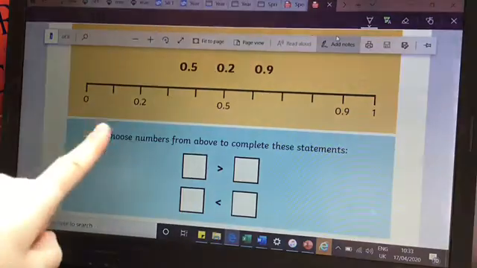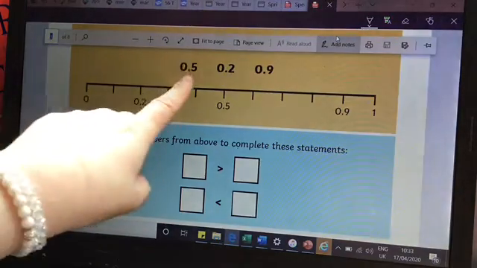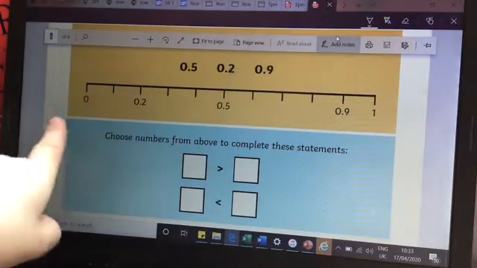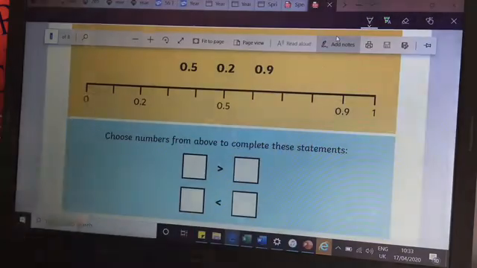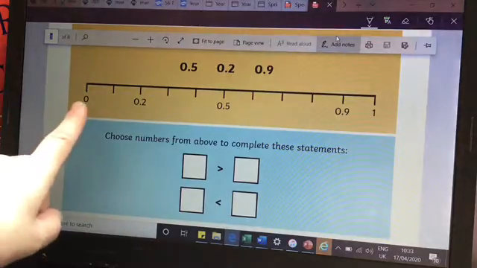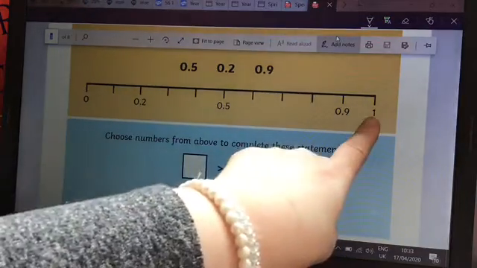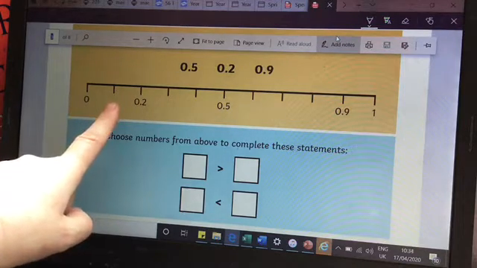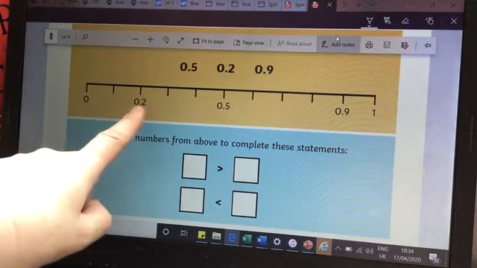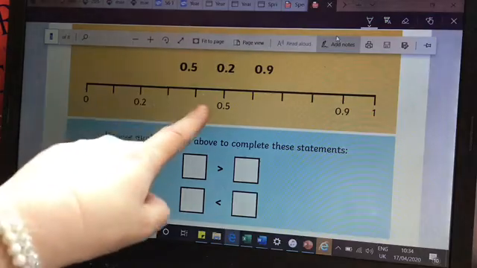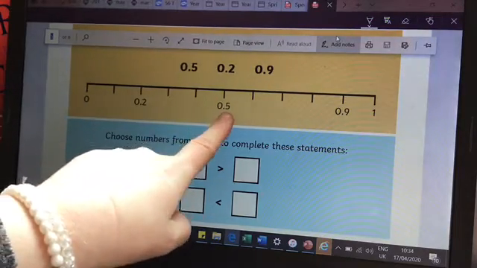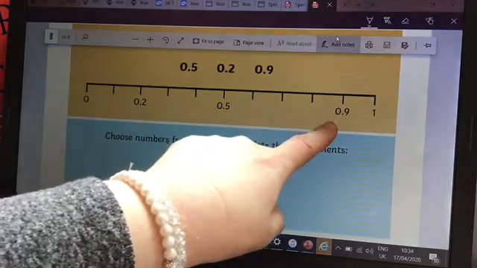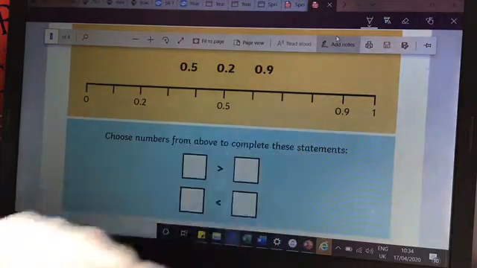So we're looking at these three decimal numbers to start off with: 0.5, 0.2 and 0.9. And as you can see, I've already put them on my number line. My number line starts with 0 and it ends with 1. Each interval is 0.1 or 1/10. 0.1, 0.2, 0.3, 0.4, 0.5, 0.6, 0.7, 0.8, 0.9 and 1.